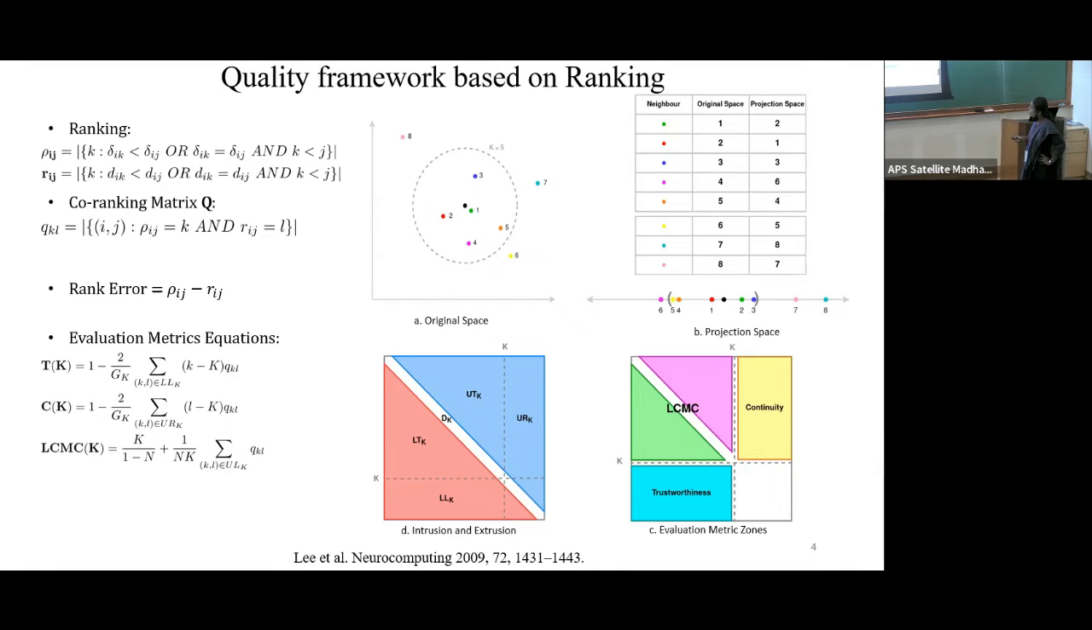The lower quadrant here will tell you about the highly squeezed points in your embedded space with respect to the original space, which are called intrusions. Whereas the upper right portion tells about the extruded points, or the stretched out points, in the embedded space than in the original space. So with these coranking metrics, Lee et al. have come up with different metrics called trustworthiness, continuity, and LCMC.